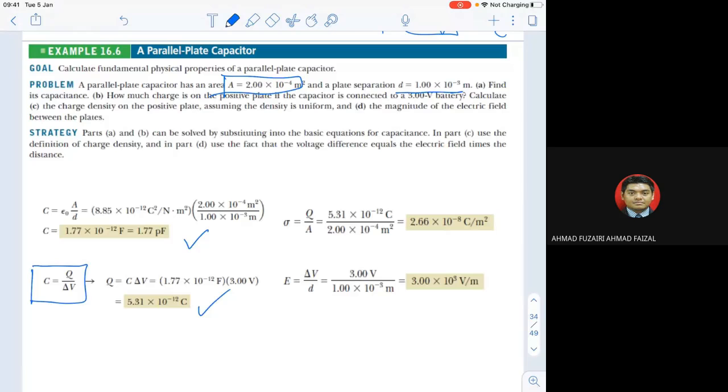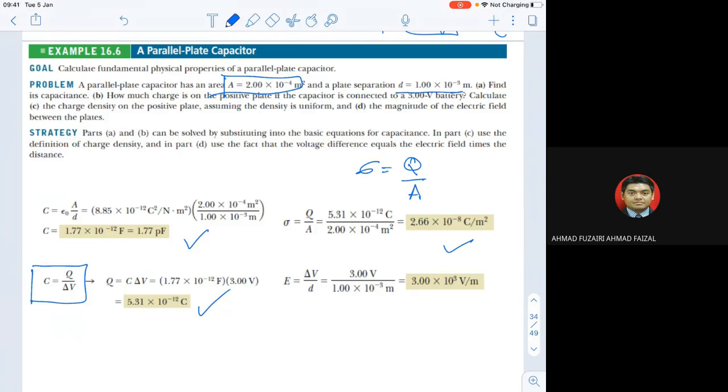Calculate the charge density. The charge density comes when we talk about how dense the charge is on the positive plate. So in this part, we need to use sigma. Sigma equals the magnitude of charge over area. We already calculated the charge in part B, and the area is 2 times 10 to the power of negative 4, to get 2.66 times 10 to the power of negative 8.